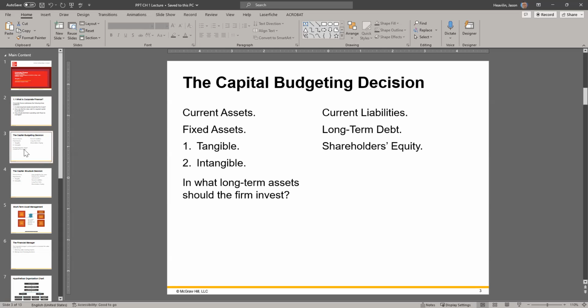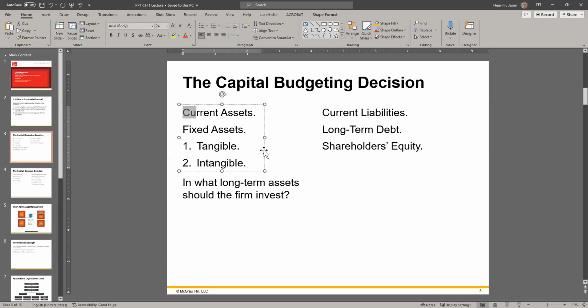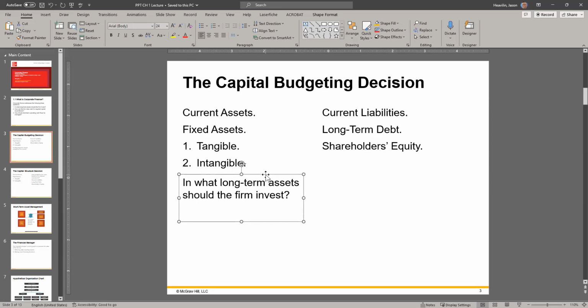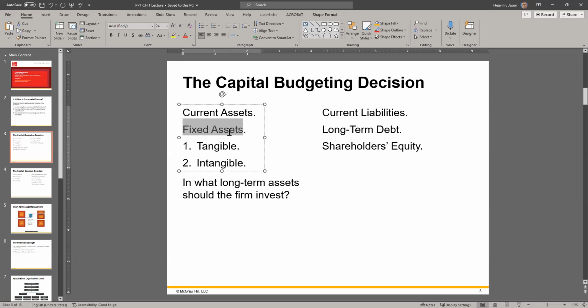This is known as the capital budgeting decision. Think of a balance sheet. On the left-hand side of the balance sheet, you have current assets, fixed assets, tangible, intangible, etc. On the right-hand side, you may have the liabilities, long-term debt, and then you have the shareholders' equity. As you know, liabilities plus equity equals assets. So here we are revisiting the question: in what long-term assets should the firm invest? We're looking at this side of the balance sheet, the assets. What are we going to buy that is going to eventually be listed here in the fixed assets?